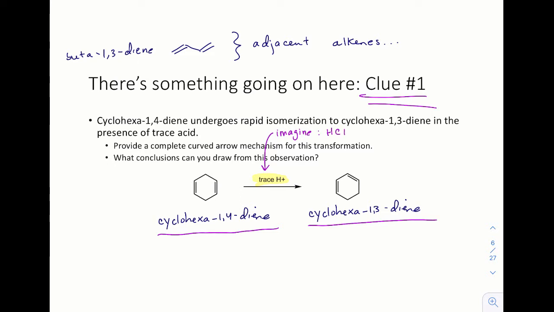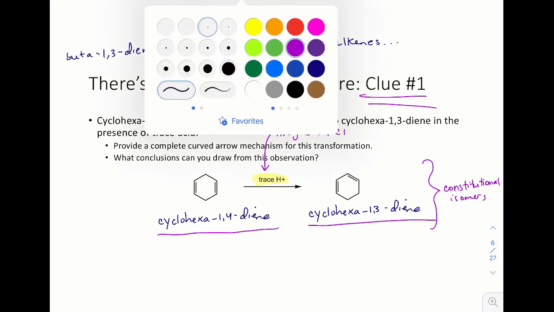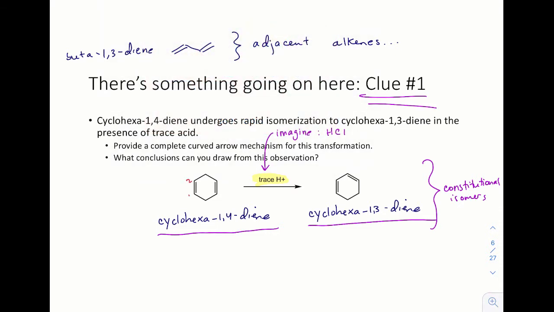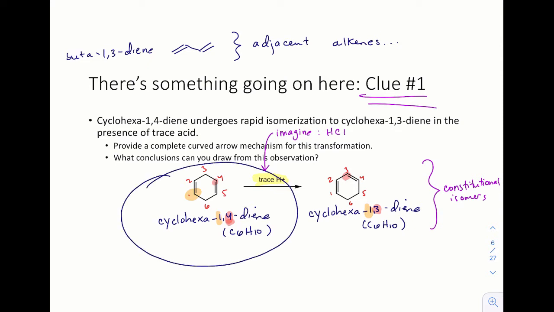Cyclohexa-1,4-diene and cyclohexa-1,3-diene are constitutional isomers of one another. They differ in the location of the double bonds, which means that they differ in how the atoms are bonded or connected to one another. But they have the same exact molecular formulas, which altogether makes them constitutional isomers. If cyclohexa-1,4-diene rapidly isomerizes to the 1,3-diene, we can make a conclusion right away.